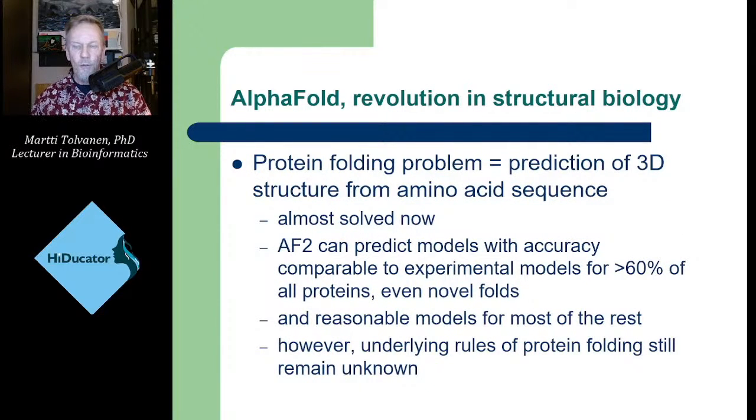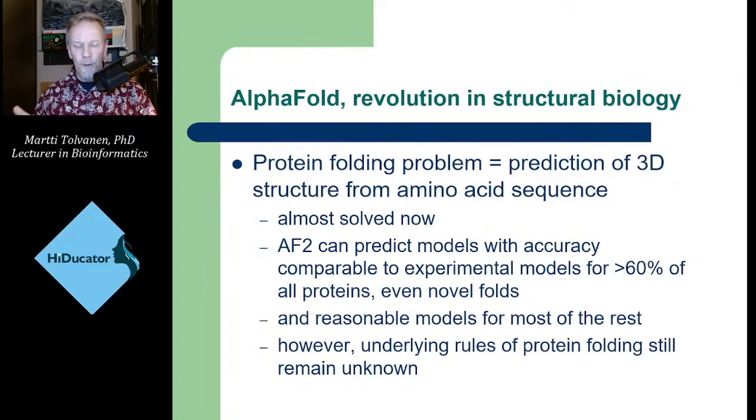And so all of this means a big revolution in structural biology. Basically, the protein folding problem, the task of having a 3D structure from protein sequence alone, is almost solved, meaning that AlphaFold 2 can predict models with great accuracy, comparable to experimental models for about 2/3 of all proteins, even when they are novel folds. And for the rest, most of the proteins will give pretty reasonable models.